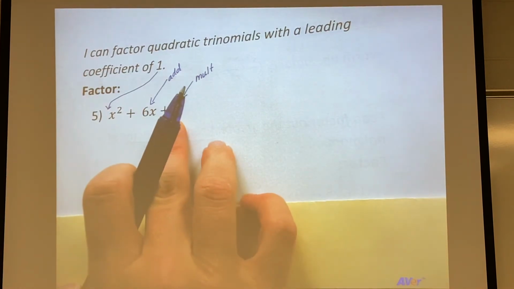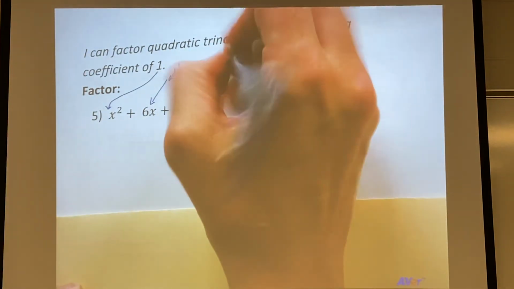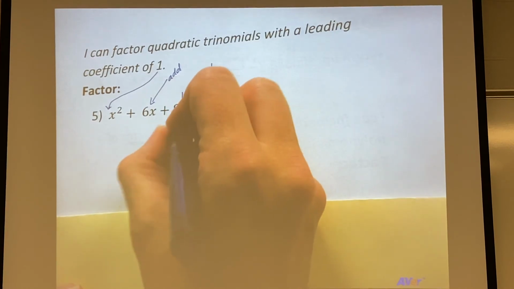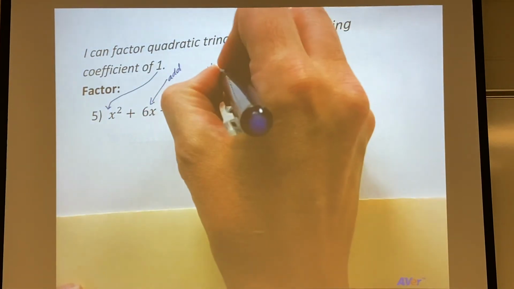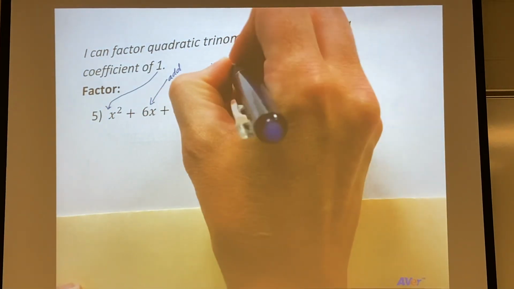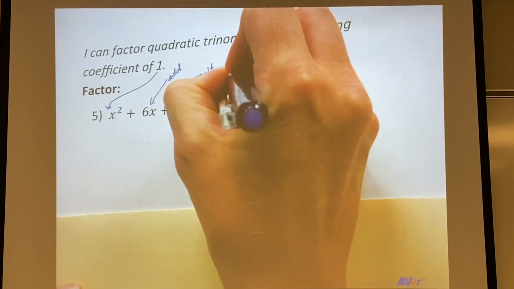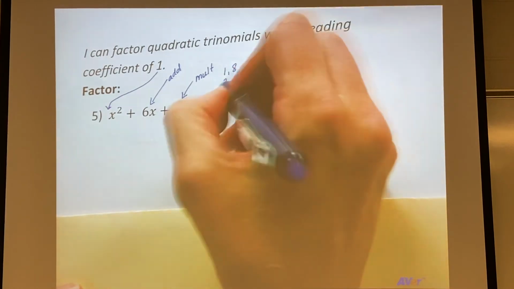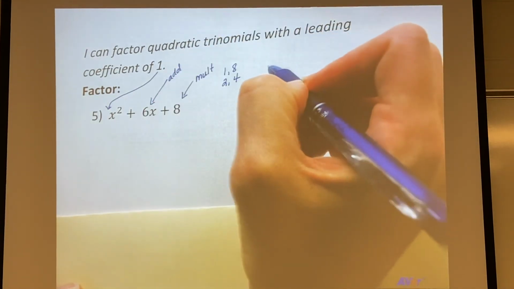All right, numbers that multiply to get 8. Well, this one might be obvious to you, but sometimes they're not. So I want you to get in the habit of going through the factors for each number. So for instance, I always start with 1. 1 and 8. Then I go to 2 and 4. Well, that's all the factors of 8. So do either one of those add to get a positive 6?